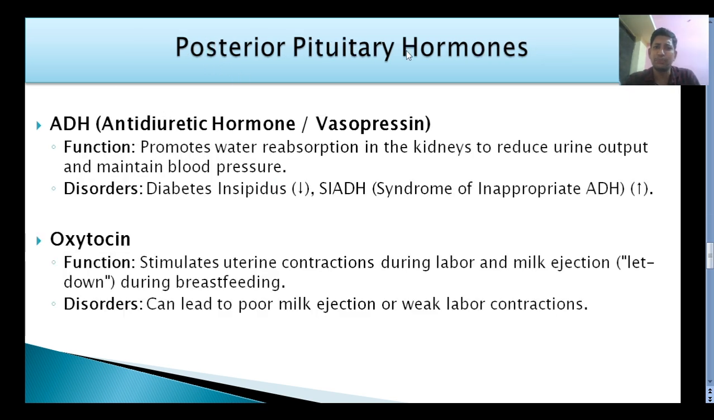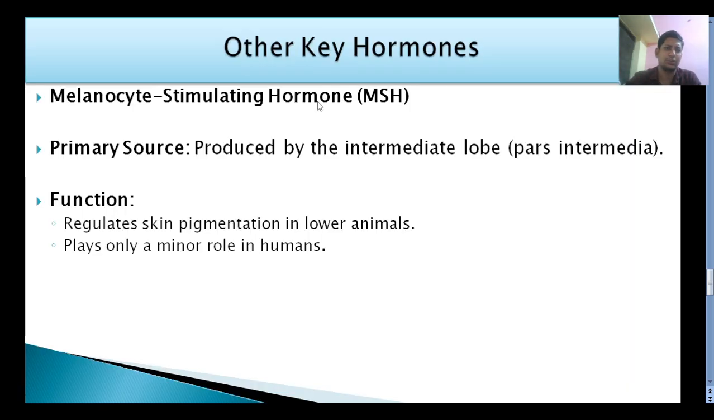Now coming to the posterior pituitary. Okay, but before that, we'll study the intermediate lobe. The intermediate lobe of the pituitary gland is also called pars intermedia. It secretes one hormone, that is melanocyte stimulating hormone. So what is the function of this MSH? It regulates the skin pigmentation.